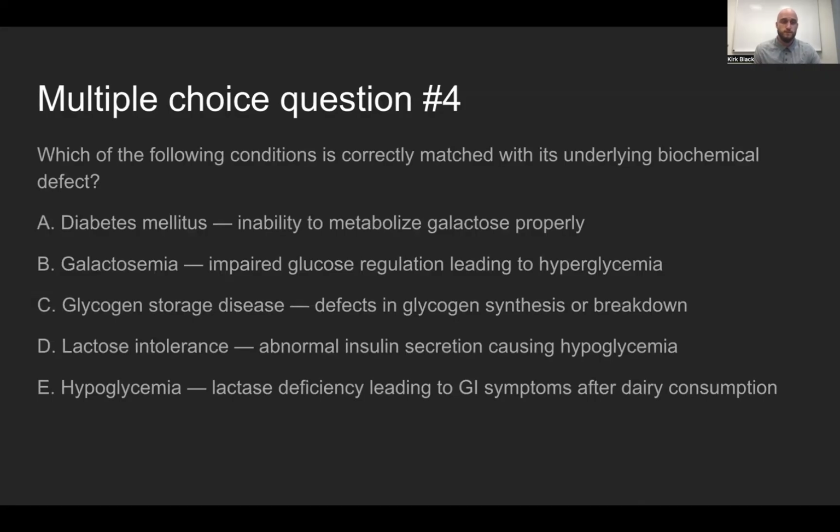Multiple choice question four. Which of the following conditions is correctly matched with its underlying biochemical defect? A, DM, inability to metabolize galactose. B, galactosemia, impaired glucose regulation leading to hyperglycemia. C, glycogen storage disease or GSD, defects in glycogen synthesis or breakdown. D, lactose intolerance, abnormal insulin secretion causing hypoglycemia. E, hypoglycemia, lactase deficiency leading to GI symptoms after dairy consumption.